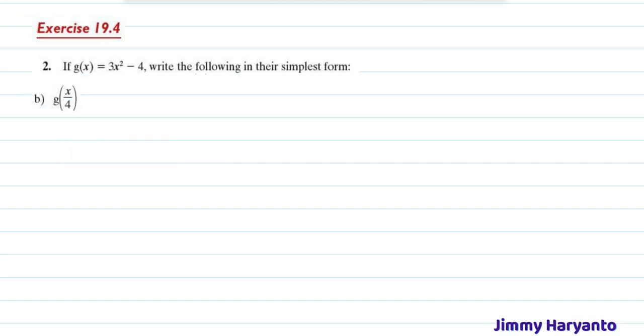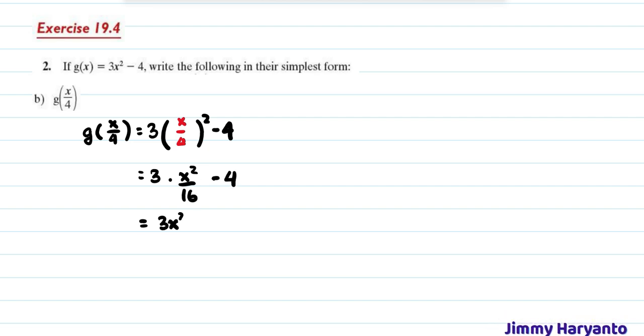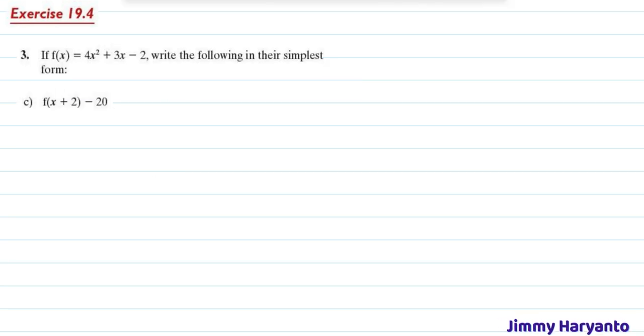And then question 2, we have to find g(x over 4). That means you only have to input the x over 4 into the x, so this one will be x over 4, and then you will square it. You have x squared over 16 as the result, and then you multiply it by 3, 3x squared over 16, and then minus 4. I think you can leave it like that. That is the answer.